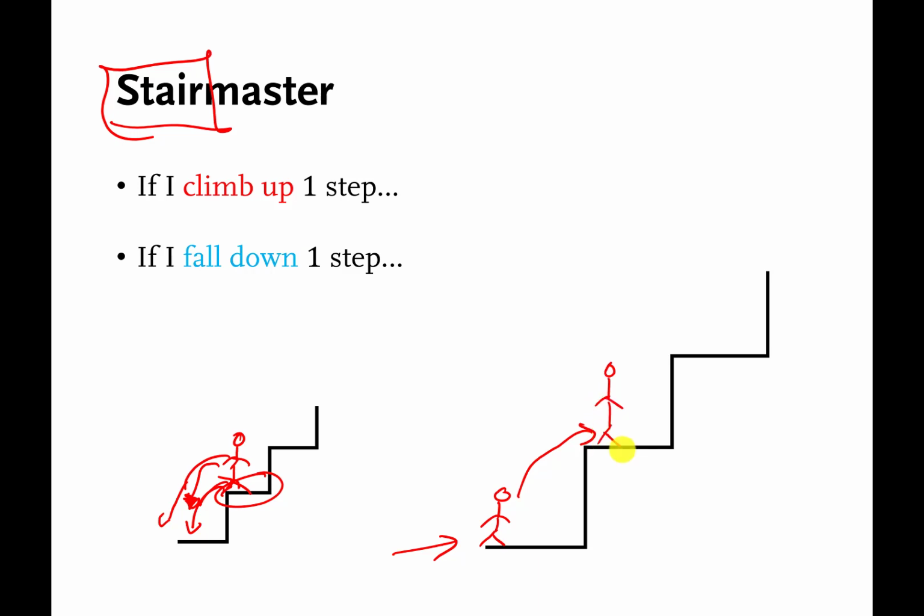So there's my person climbing up the first step. So if they fell back down that step to the ground, would they release more energy than when they fell down one step over here? And hopefully you'll agree that they would release more energy if they fell down the bigger step.